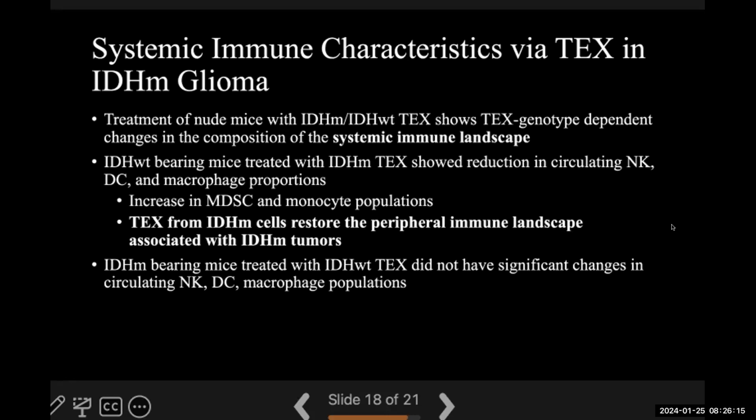So it's interesting to see that administration of IDH mutant tumor-derived exosomes can restore the peripheral immune landscape associated with IDH mutant tumors, even when the tumor that the mice are harboring is IDH wild type. Interestingly, however, we didn't see the opposite effect, where we take IDH mutant bearing mice and treat them with IDH wild type exosomes, and we didn't really see a difference in the circulating natural killer cells or dendritic cell populations. That could be because the inherent genotype overpowers the genetic alterations that we're trying to introduce by introducing exosomes into the live mice, but it's hard to say exactly what leads to the lack of difference in the IDH mutant mice.